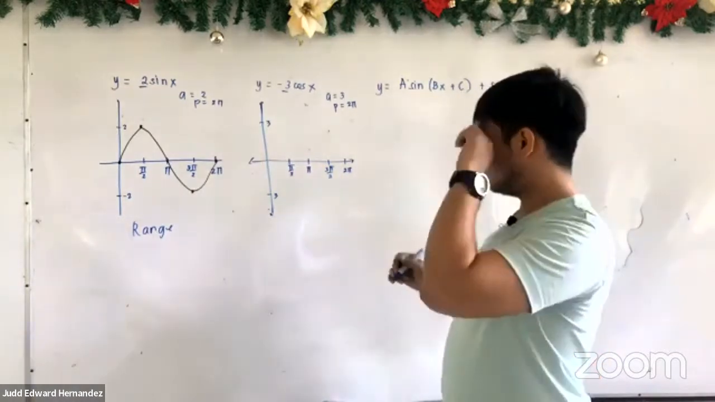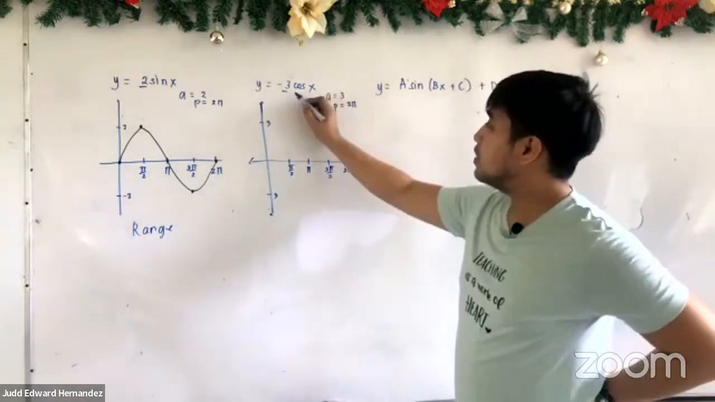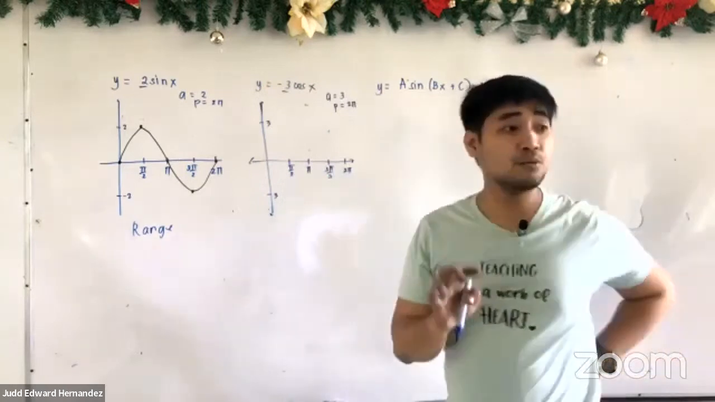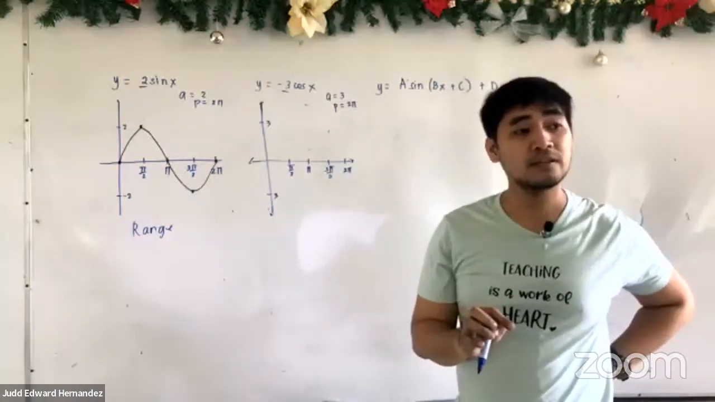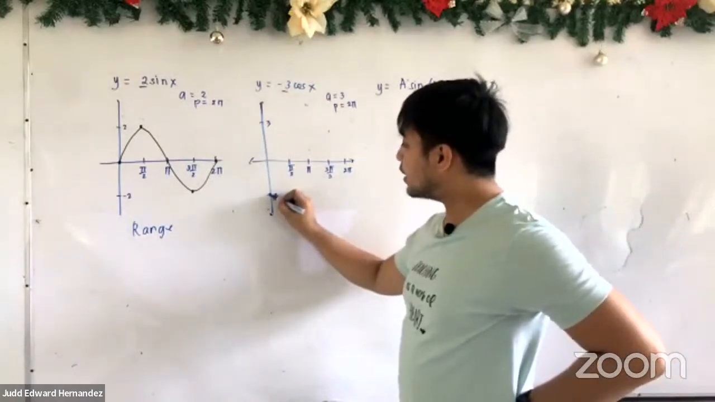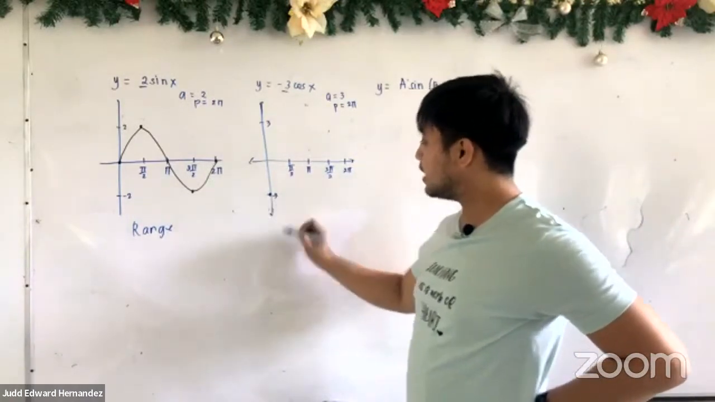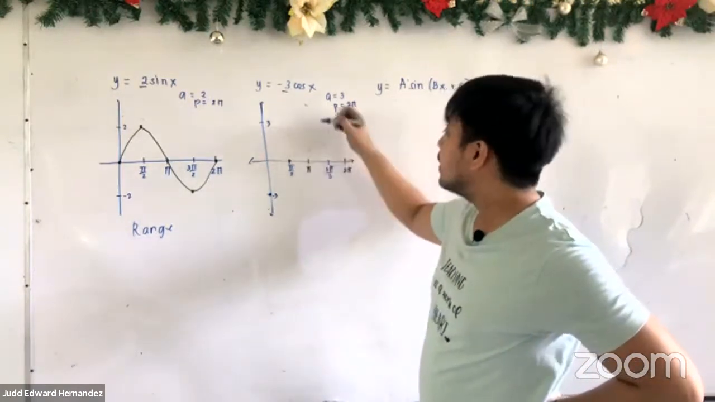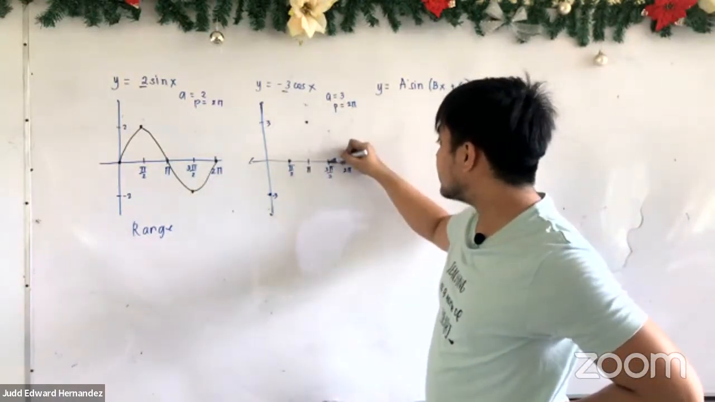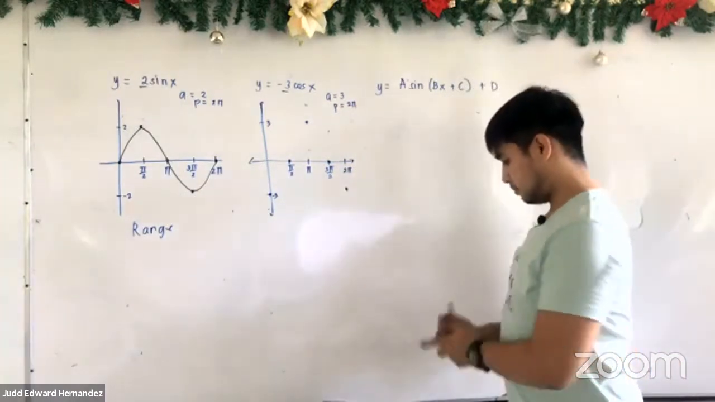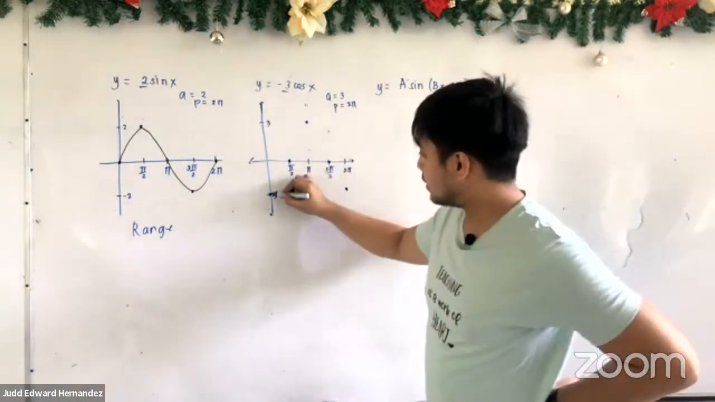Okay, so let's now try. Since we have cosine x and this is negative, where do we start if that is negative? Taas or baba? Baba po. With negative 3. This is negative 3. Pag nag-start tayo sa negative 3, punta sa gitna, angat, balik sa gitna, baba. Tama po ba? Okay, graph natin.